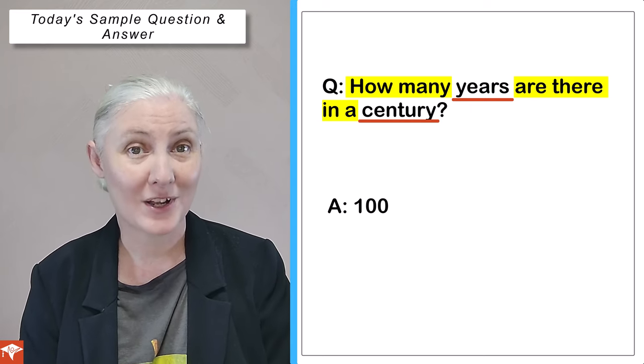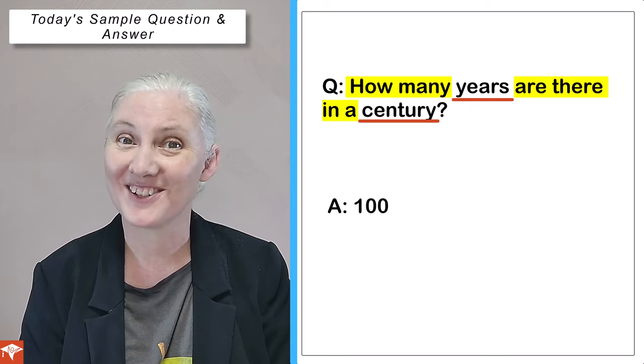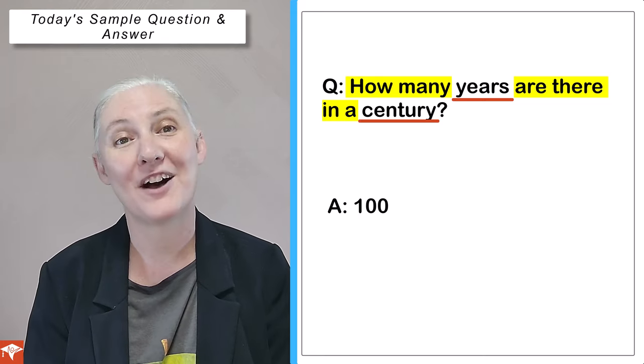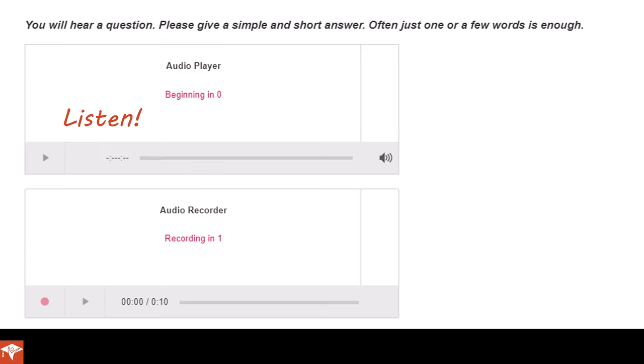So did you answer 100? Yeah, 100 years in a century. Well done, 1 point. Now, question two. What do you call a geometric shape with five sides?